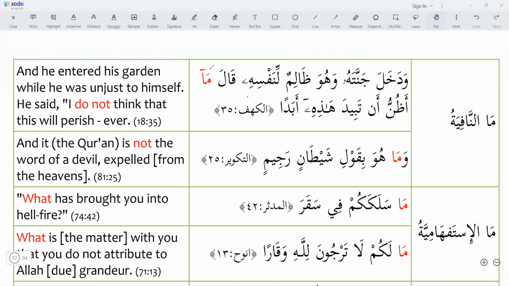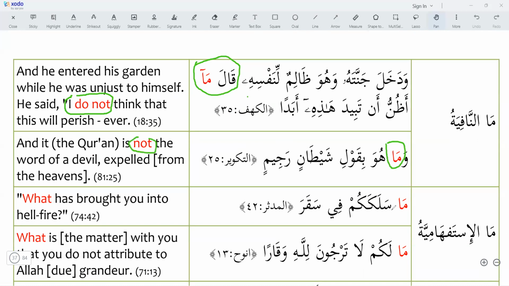Qala ma azunnu. Ma, this is negating ma. It means I don't. And here also, wama huwa biqawli shaitanin rajimin. This ma is also negating ma, not.